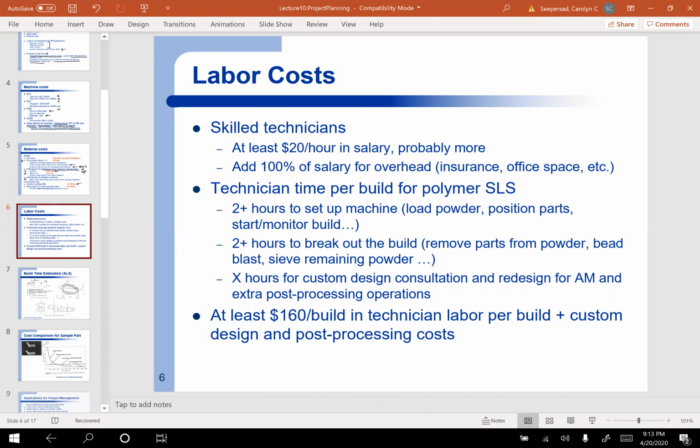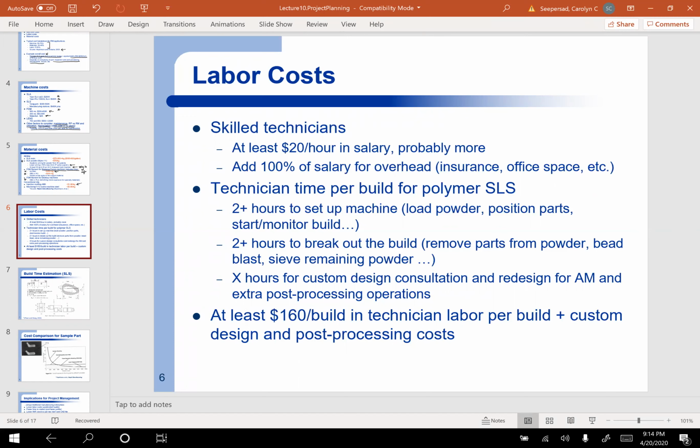All right, so let's look at the next cost, which is labor costs, right? So skilled technicians are expensive. Even here in Austin, you're probably going to pay at least $20 per hour in salary, probably more if the person is skilled. But we're talking here about the person who's loading the powder in the machine, and then when the machine is done, taking the parts back out and cleaning them up. They need to be taken out of the build cake, bead blasted, and prepared for shipping to the customer.